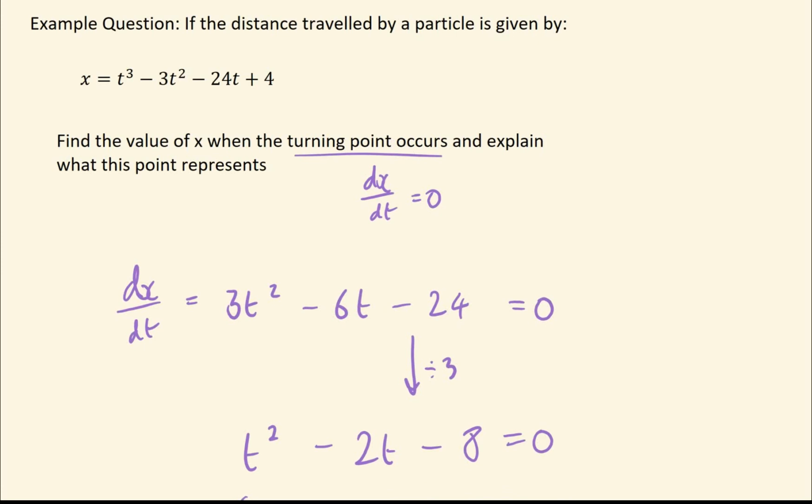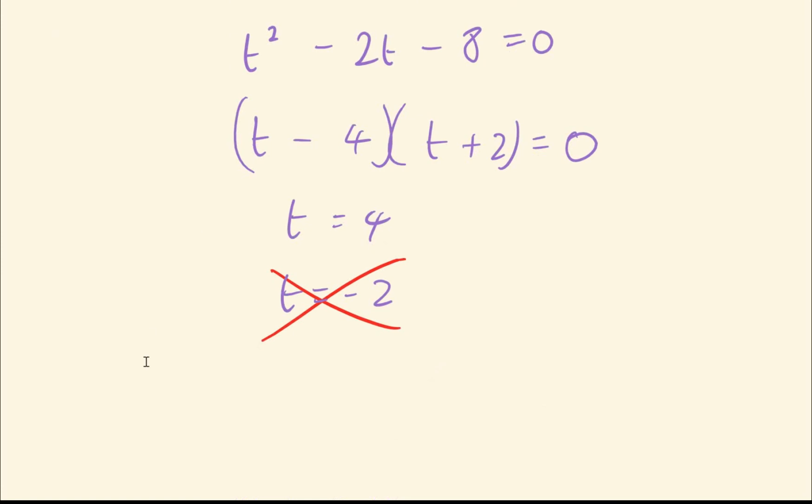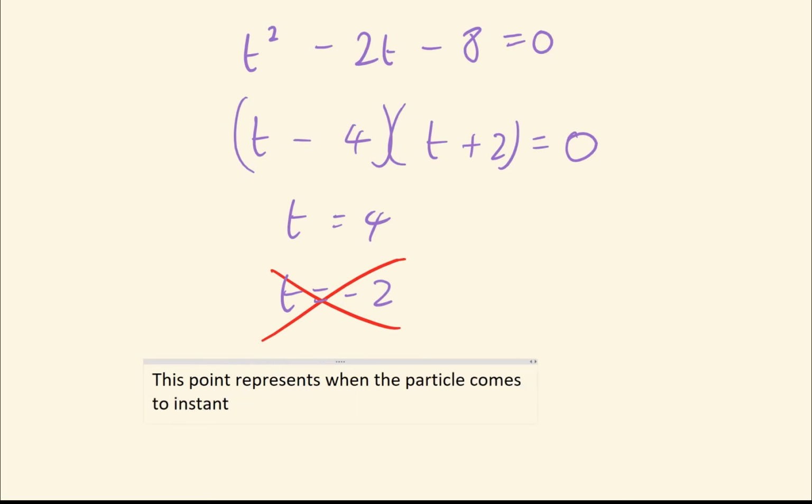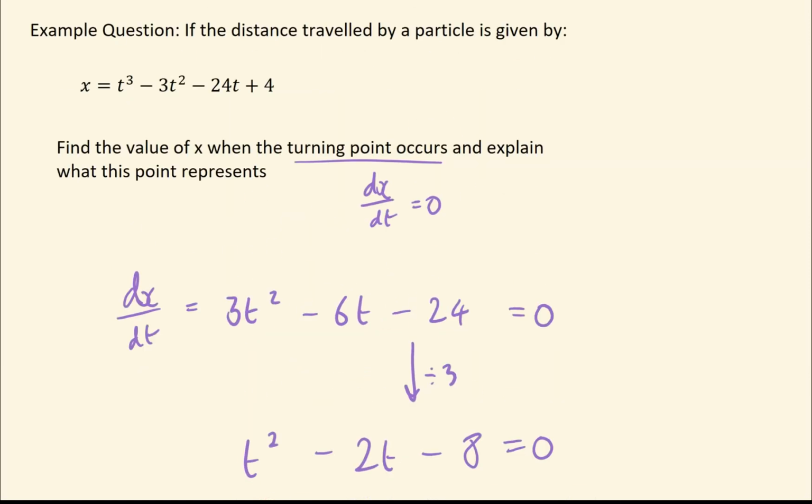We then want to explain what this point represents. So if we know dx by dt equals 0, that means this point represents when the particle comes to rest. Or should I say instantaneous rest, because it's only at rest for one particular moment in time. I would also go further than that and define it as a maximum or minimum, but I don't think it's overly relevant for this question.